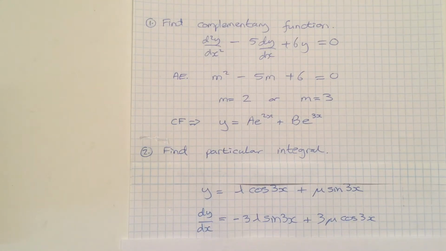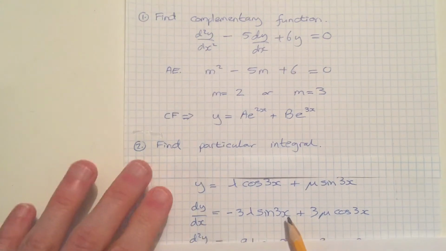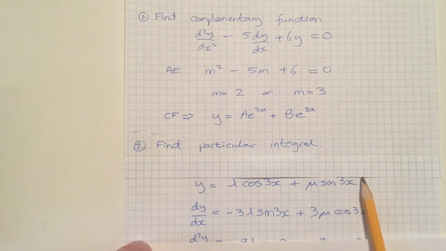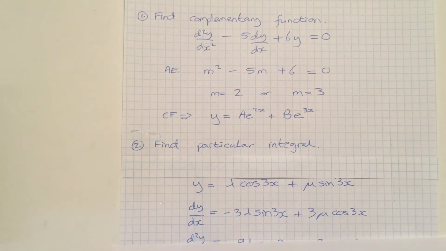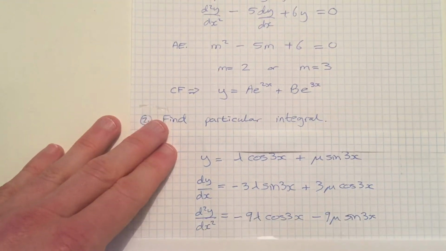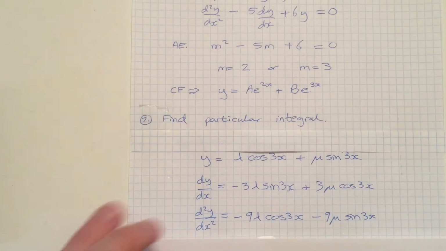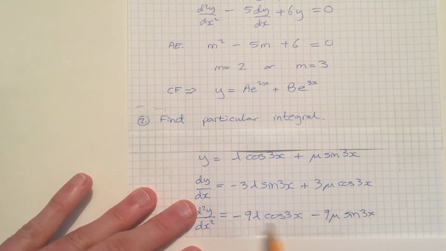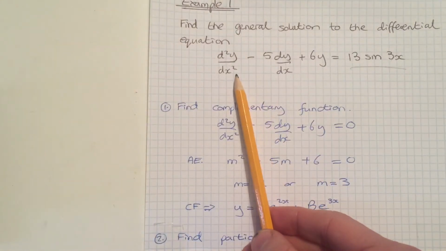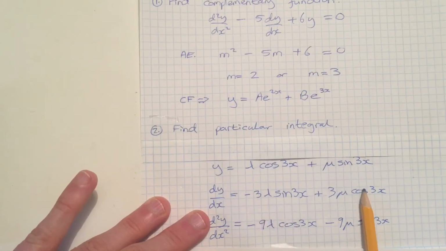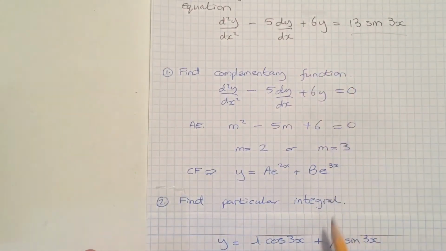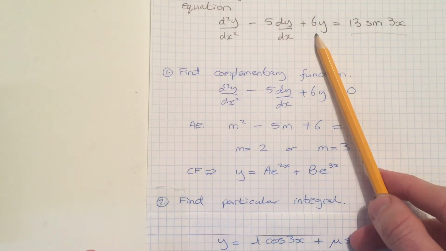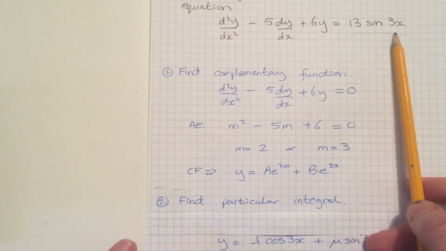Just using the chain rule there, the cos 3x is going to differentiate to be minus 3 sine 3x. The sine 3x is going to differentiate to be 3 cos 3x. And then I'm going to differentiate that again to get that. So this is where it's going to get quite long because I need to substitute this in here, this in here and this in here and make it equal to 13 sine 3x.